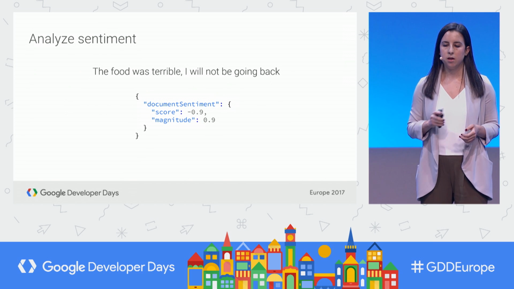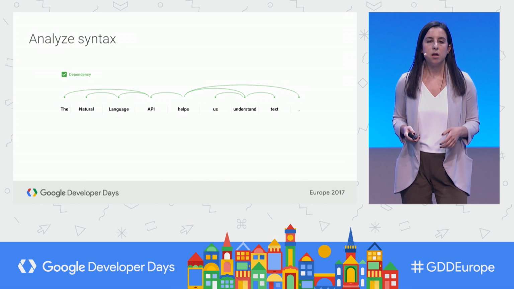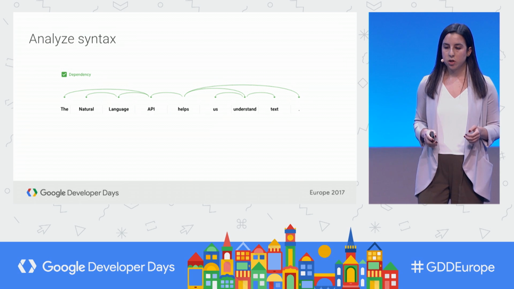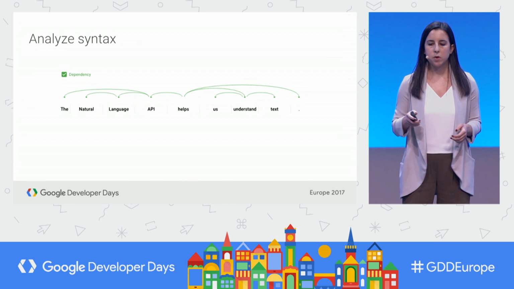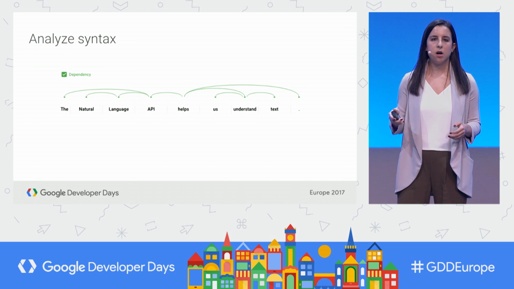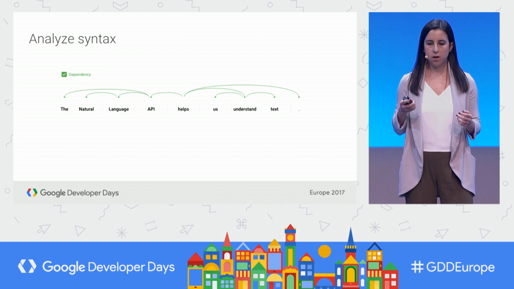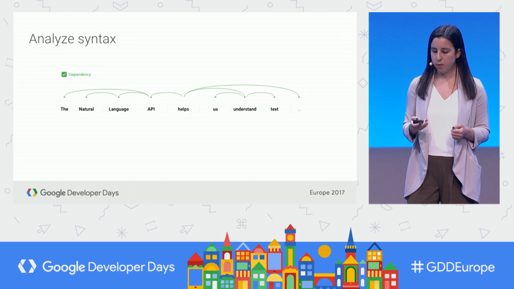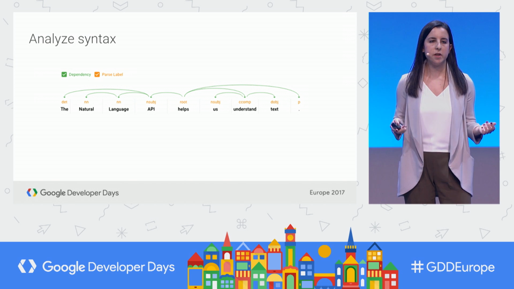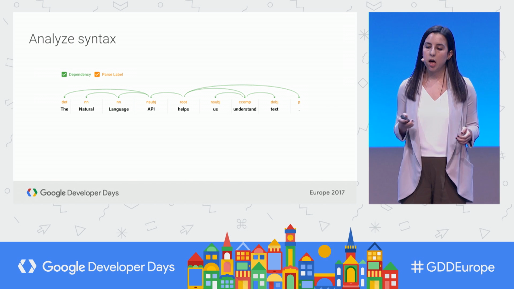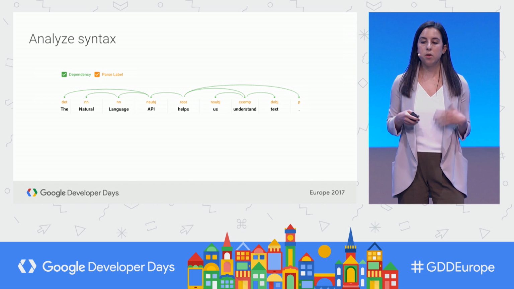And then the last method of the API is analyzing syntax. So this gives us more linguistic details on the contents of our text. So here, if we have the sentence, the natural language API helps us understand text. The first thing we get is a dependency graph. So this is called a dependency parse tree, which tells us essentially how do the different words in the sentence relate to each other. This is one piece of data we get back. We also get the parse label, which tells us what's the role of each word in the sentence. So in this example, helps is the root verb, API is a nominal subject. So it tells us the role of each word.